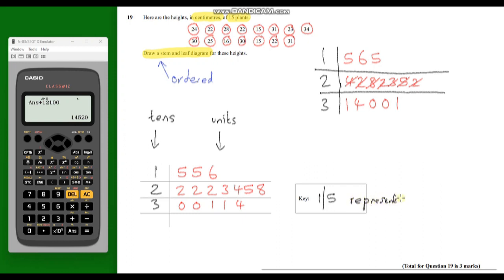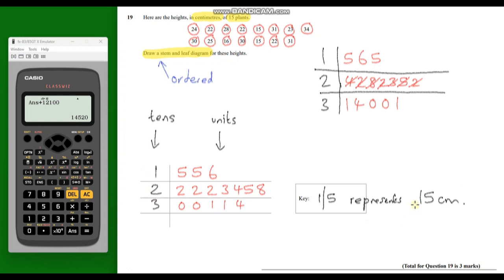So 1 line 5 represents 15 what? It's in centimeters. So 15 centimeters. So this key is really important because if you didn't include this key, this is just a bunch of random numbers. So you need to include the key.